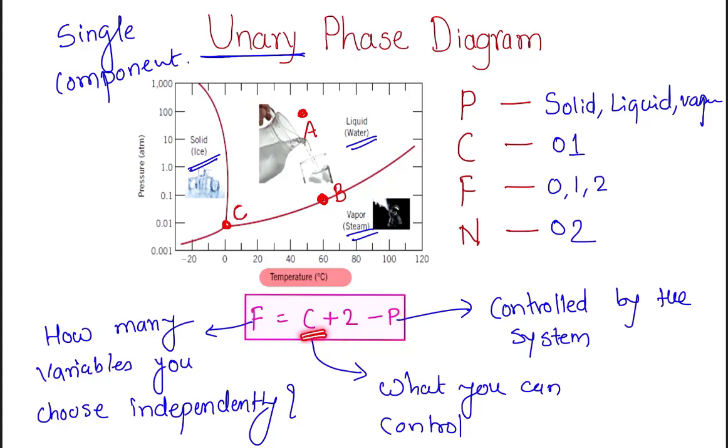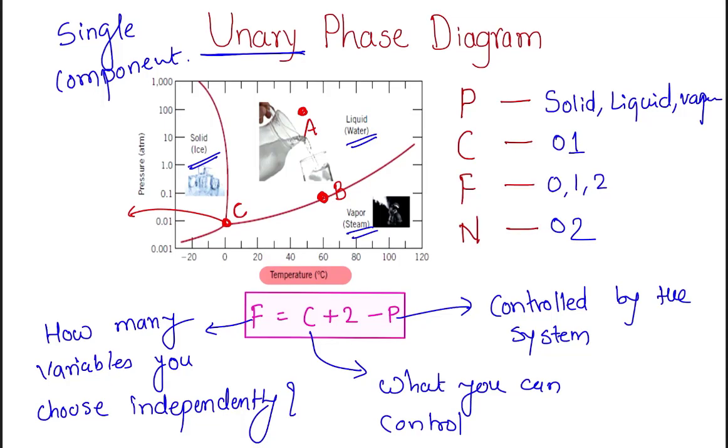Components, we have only one component here, so 1 plus 2 equal to 3. 3 minus 3 phases at the triple point, the answer is 0. So we have 0 degrees of freedom at point C. It means that if you want to stay at this particular point, your pressure and temperature should be fixed. If you change by 1 degree Celsius or by some atmosphere, you will not be at the same position.